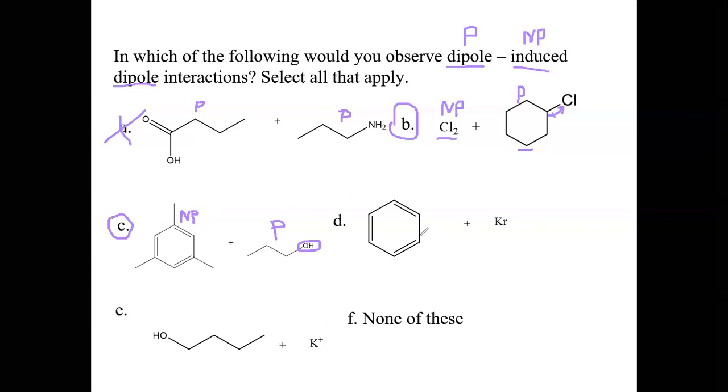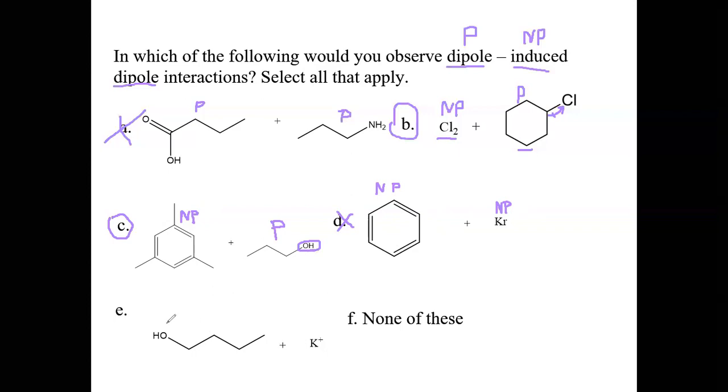Next, we have benzene and krypton. Benzene, as you see here, only contains lines or sticks, so it's nonpolar. Krypton is also nonpolar. So this would not have dipole-induced dipole interactions.